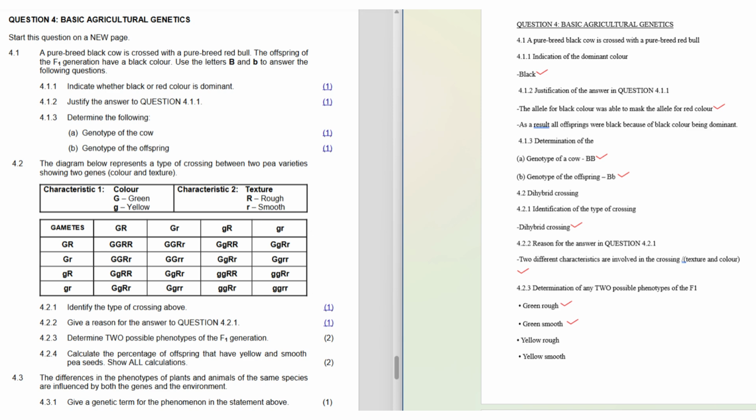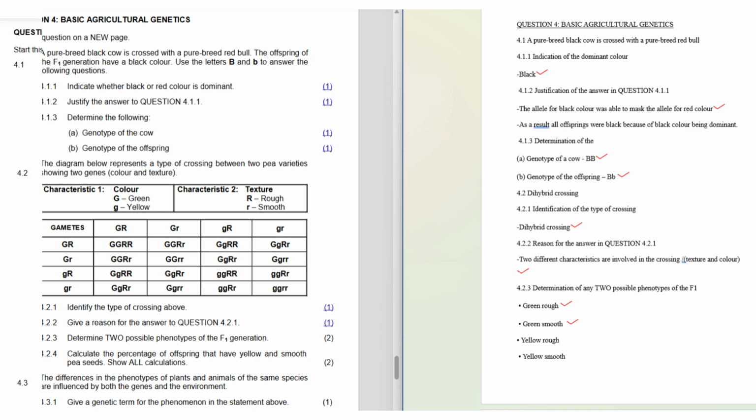Green and rough. But there are many phenotypes here. We can have yellow and smooth. So you were not constrained, you were not limited. Any possible phenotype that we can see, it is correct here.